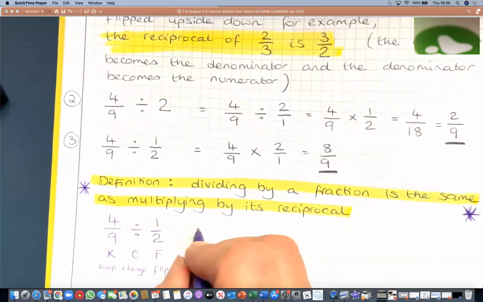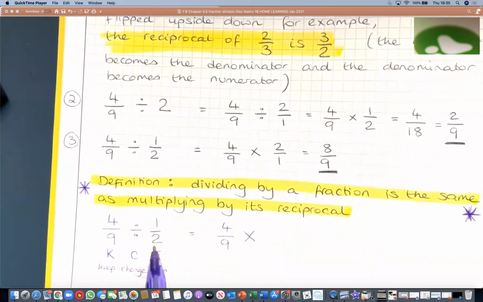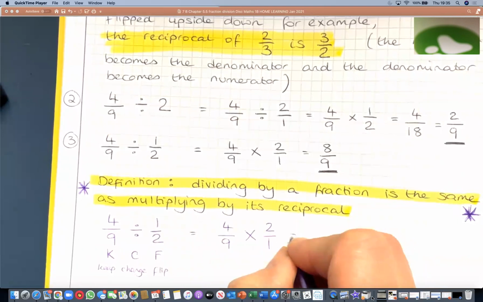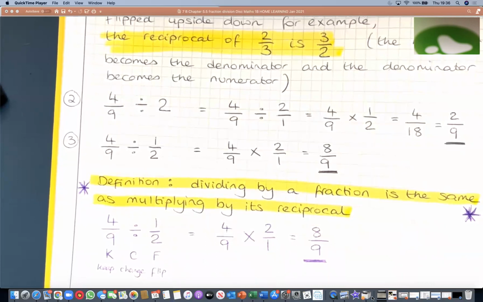So we keep the 4/9 as it is. We change the division sign into a multiplication sign, and we flip. Remember, the reciprocal of 1/2 is 2/1. We multiply it out, multiplying the numerators to get 8, multiplying the denominators to get 9. So it's a nice little technique to memorize, but it's really important that you have this understanding that goes with it and understand why it works. Dividing by 1/2 is the same as multiplying by its reciprocal, in this case, multiplying by 2.